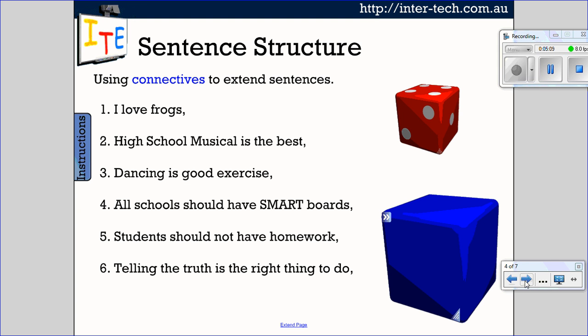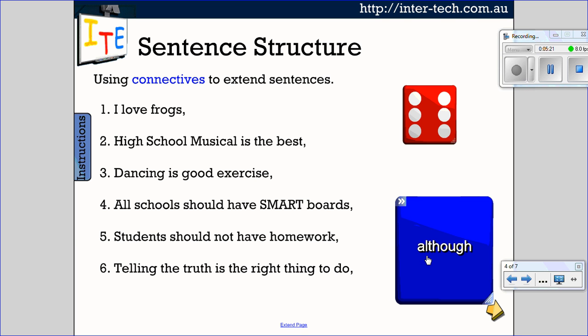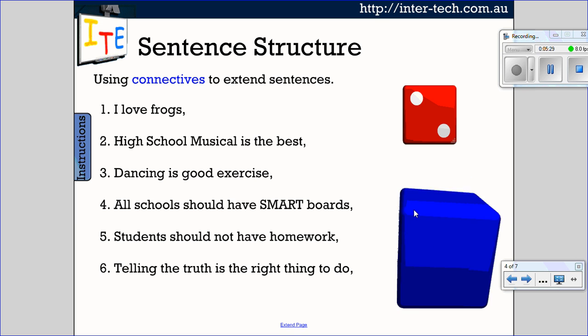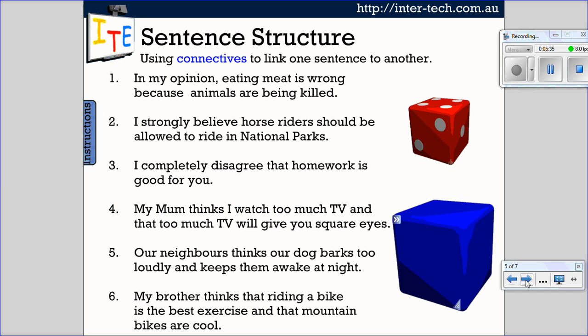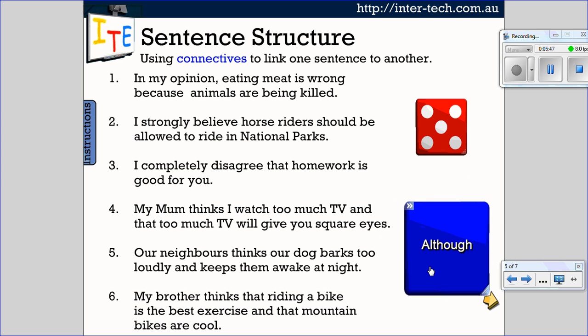This activity here, I'm using a dice, using connectives to extend the sentence. So the student selects the first dice, and it's a number 6. So telling the truth is the right thing to do, although, and they need to finish the sentence. Select the dice. Number 2, High School Musical is the best because, and then students need to complete the sentence. This is a similar one. Number 5, our neighbours think our dog barks too loudly and keeps them awake at night. Although, so here they're continuing a new sentence.